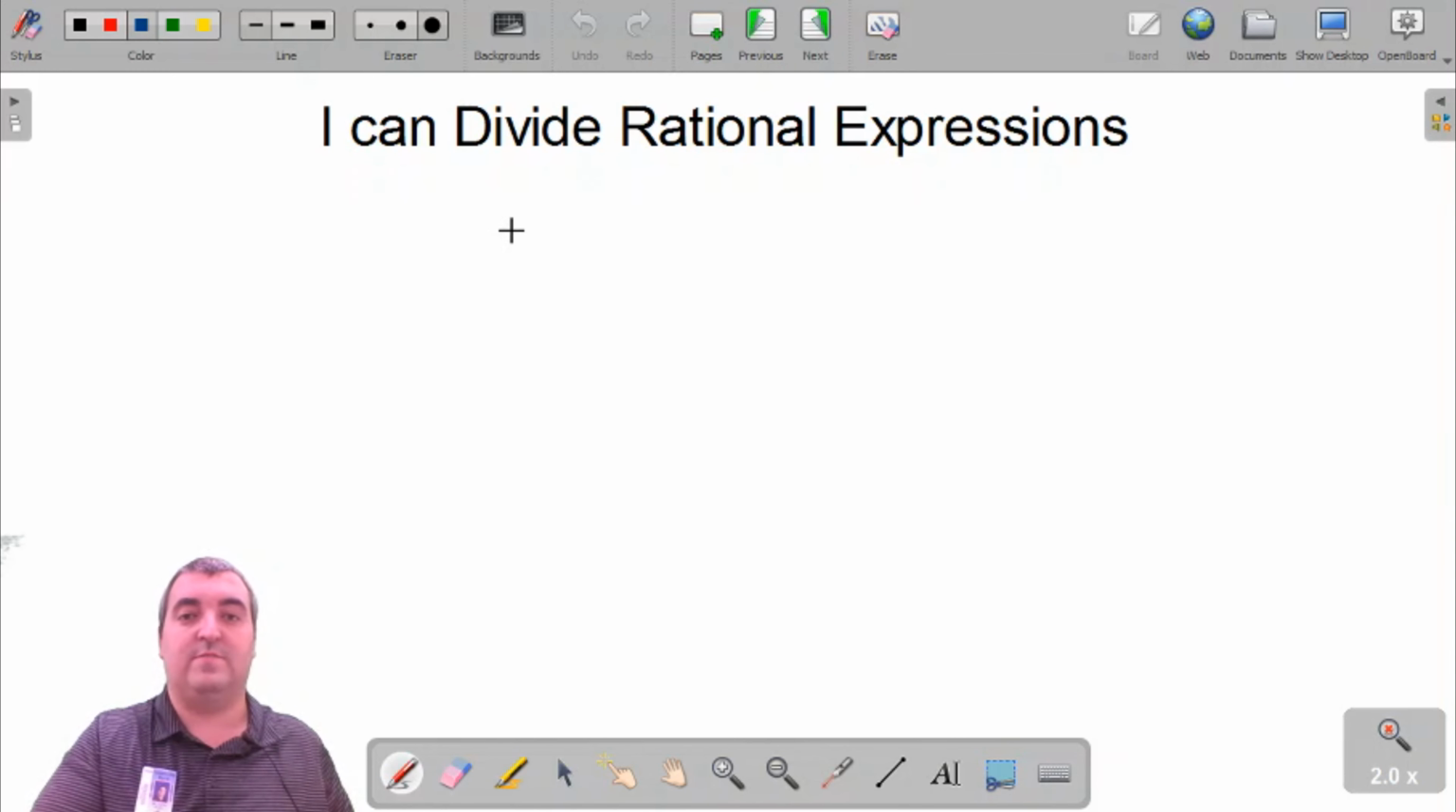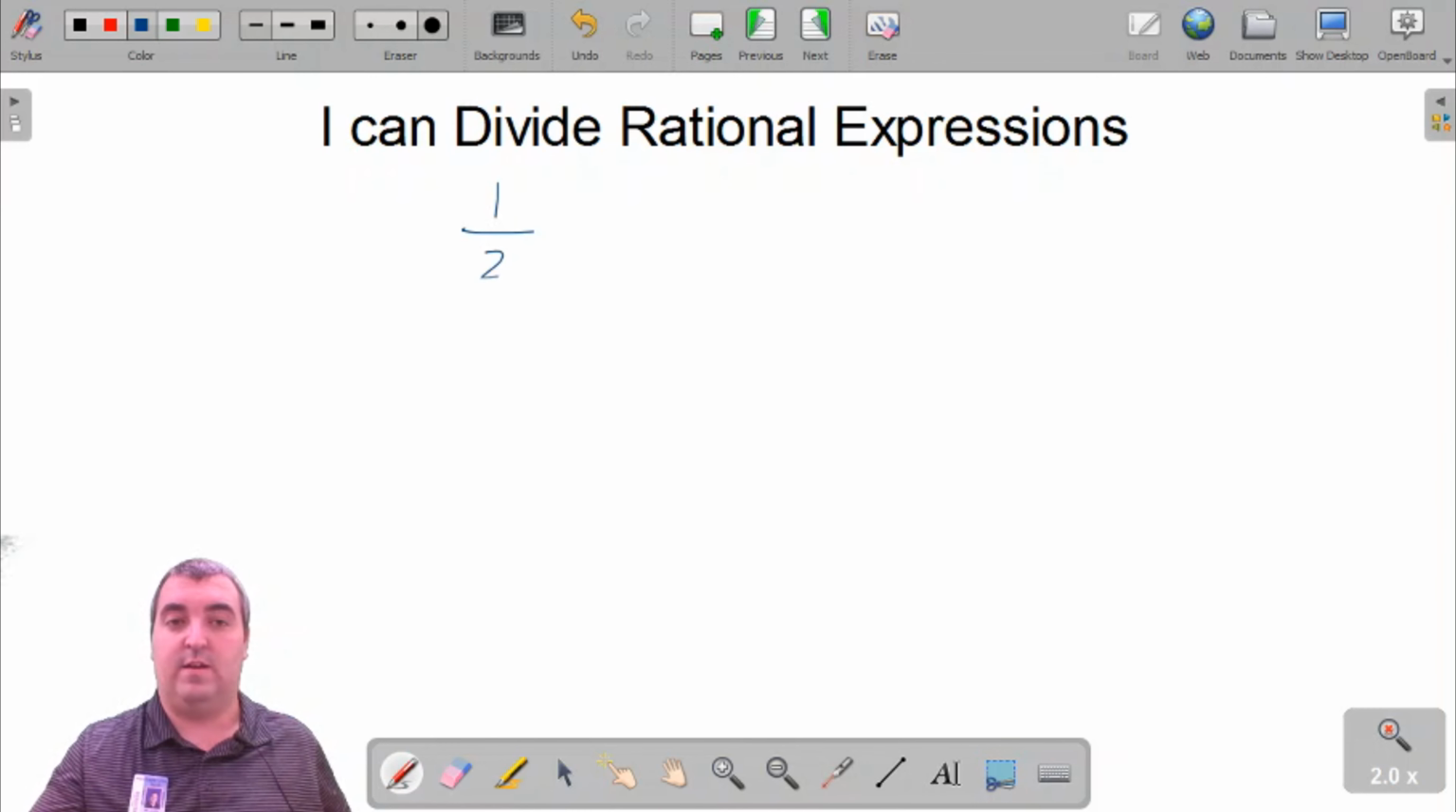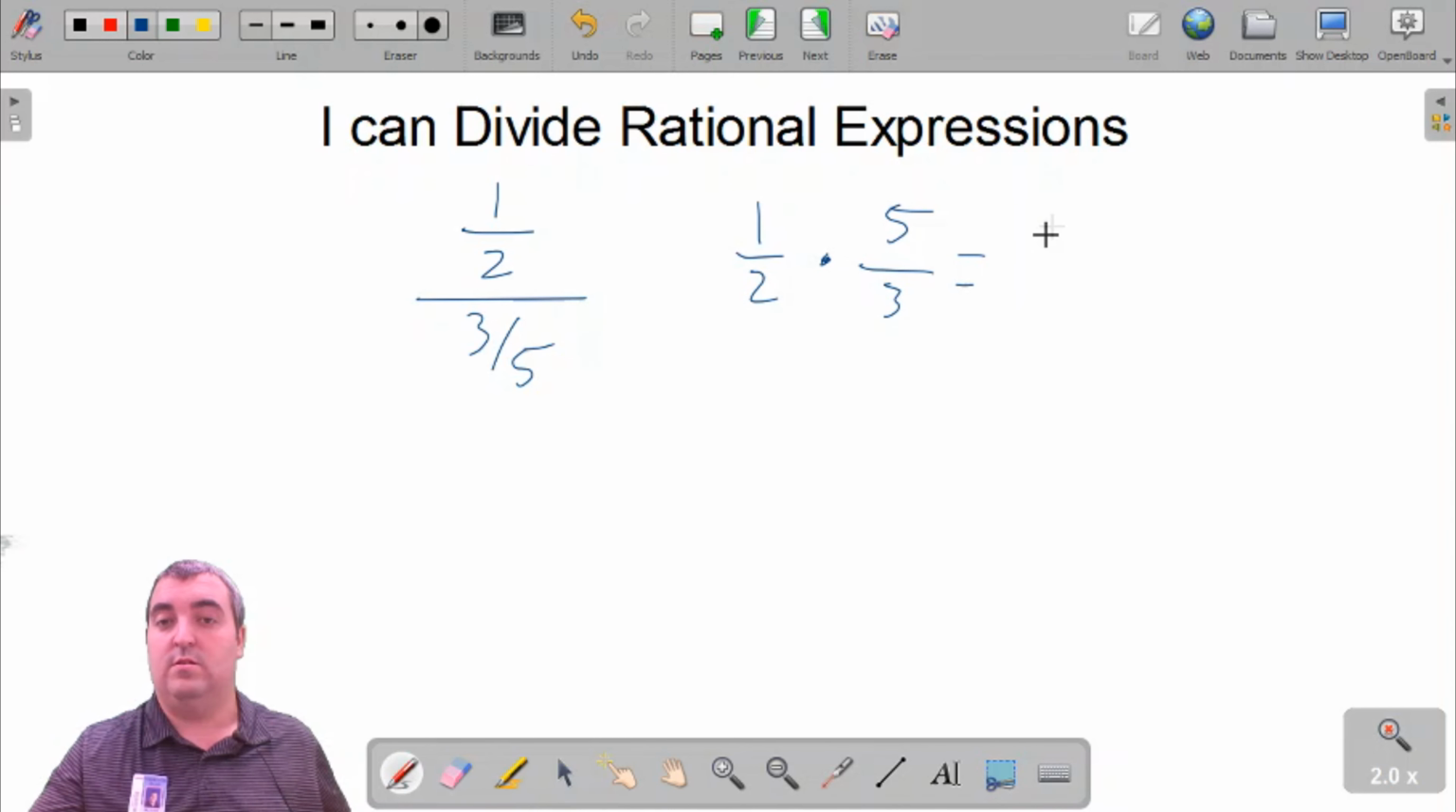Today we're going to talk about dividing rational expressions. So we talked about multiplying them and it was just like fractions. Well, guess what? Dividing is just like dividing fractions. So if you had something like 1/2 divided by 3/5, because you are dividing by a fraction, you would take the second fraction and multiply by the reciprocal. And then you follow the same steps for multiplication. So 1/2 divided by 3/5 would end up giving us 5/6.